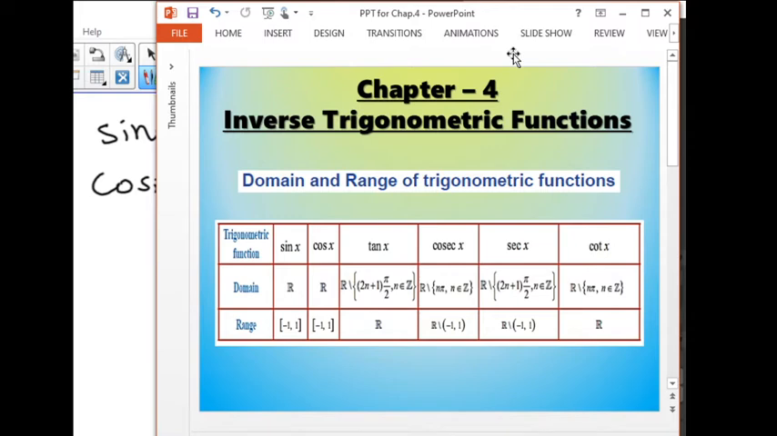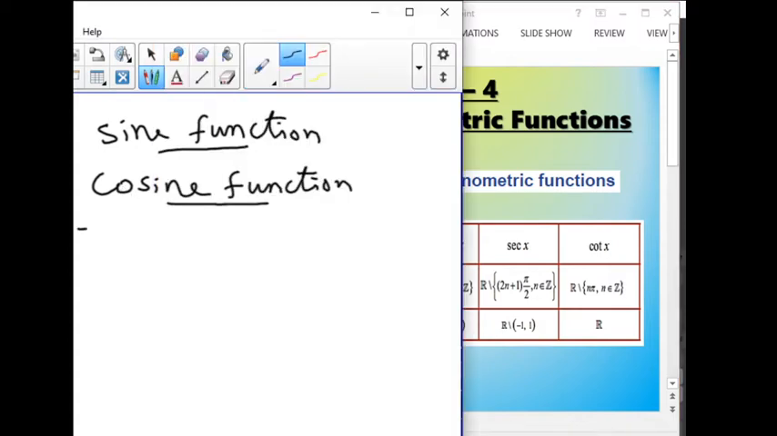Domain for cosine, in short we call it as cos. So domain for cos x is R, set of real numbers, and the range is minus 1 comma 1. That is minus 1 less than or equal to cos x less than or equal to 1.